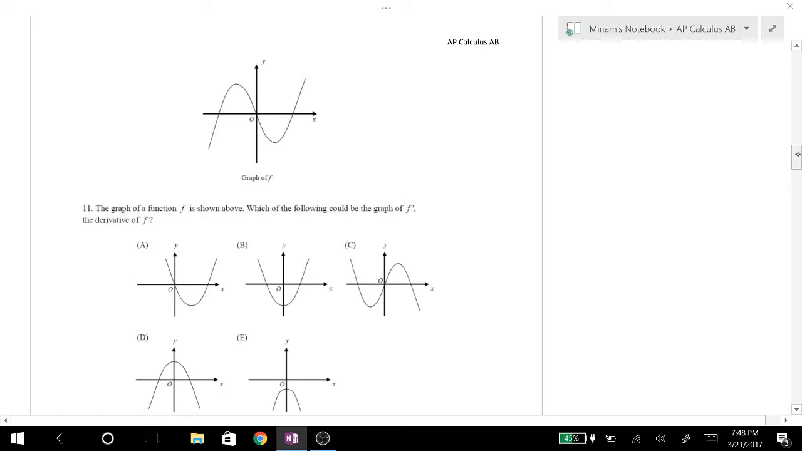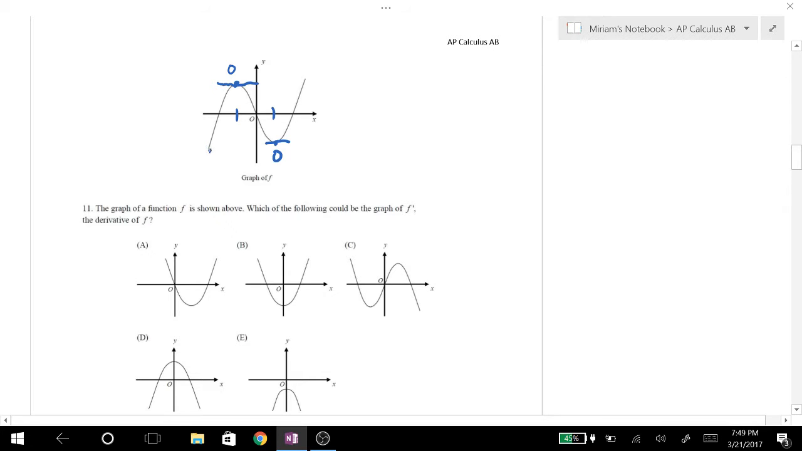Okay, so given a graph of function f, which of the following could be the graph of the derivative? So we have to write a few pieces here to help us out, okay? At this point and at this point, these are important to me because I know that the derivative here is 0. The derivative here is 0 because the slope is a horizontal flat line. The slope of that tangent line is 0.